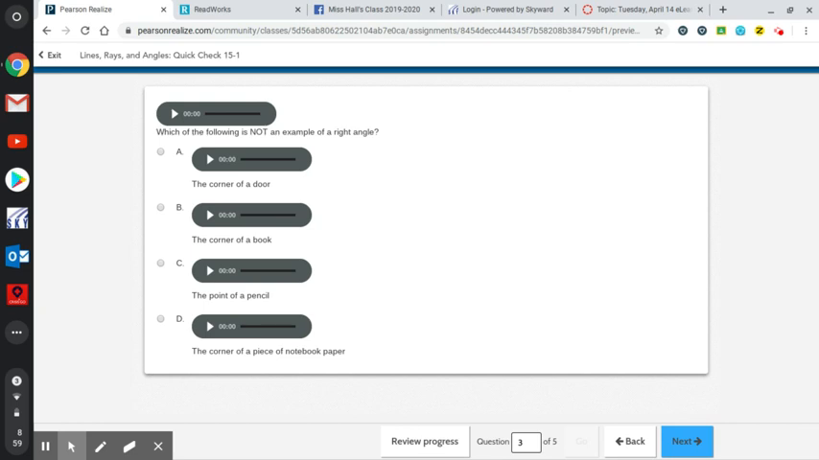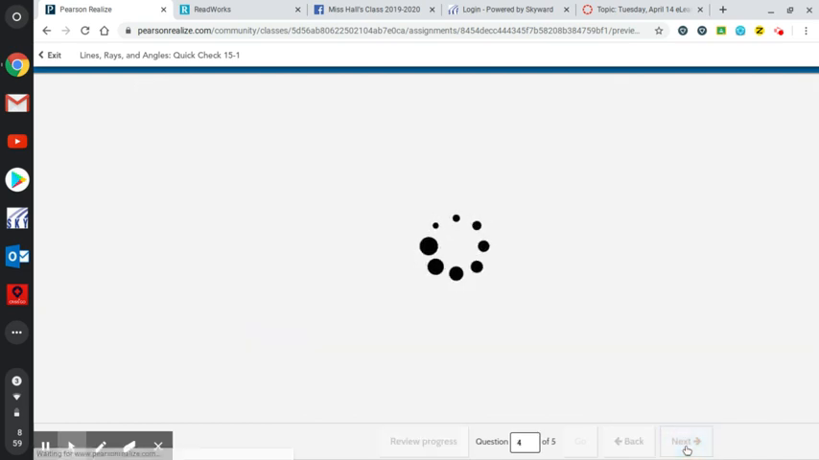All right. So number 3, it says, which of the following is not an example of a right angle? Remember, a right angle is a line going up and a line going perfectly perpendicular underneath it. So think of the corner of a door, right? That's a perfect 90-degree angle. The corner of a book, right? Think of what that would look like. The point of a pencil, that's kind of weird, right? And then D, the corner of a piece of notebook paper. So there's one obvious answer that is not an example of a right angle. So click it when you're ready, and we're going to go to number 4.